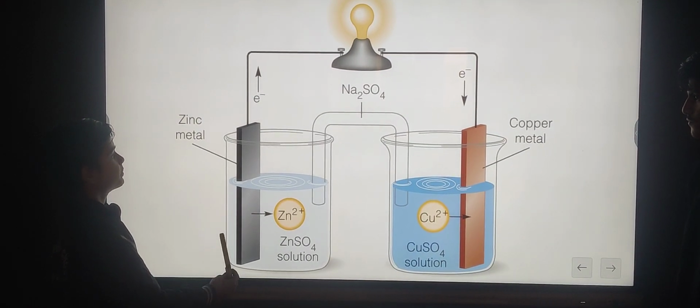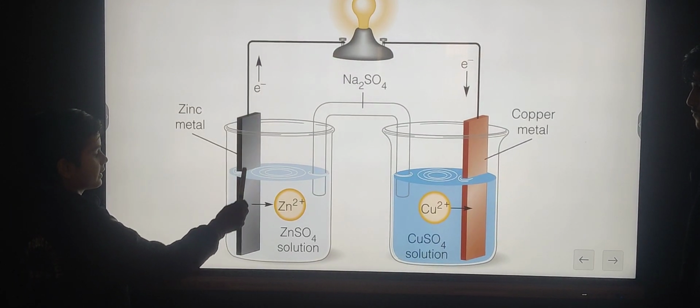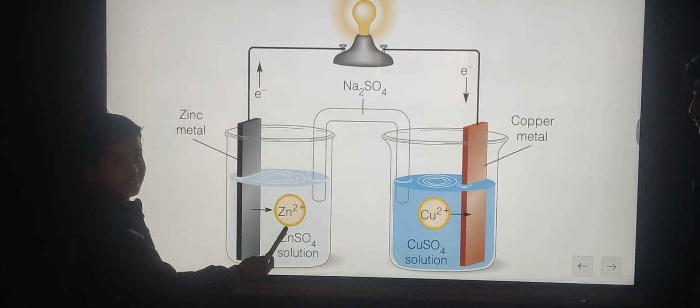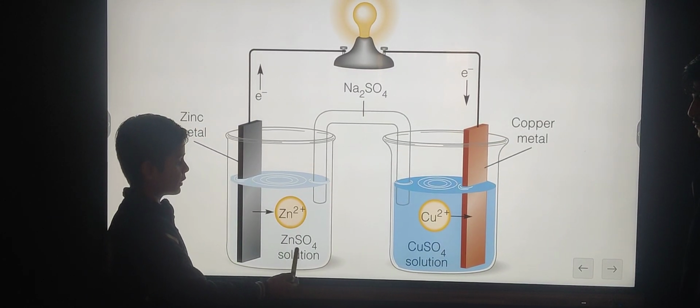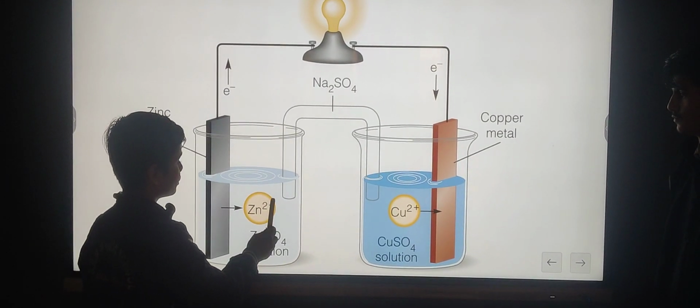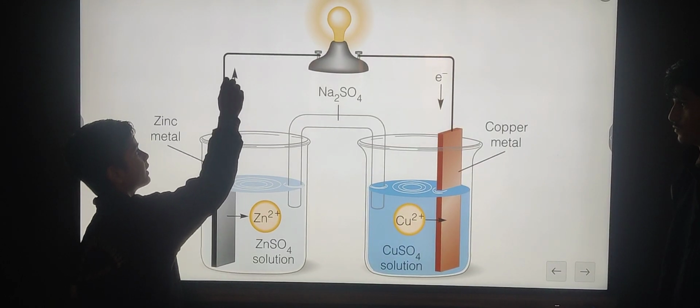This is the diagram. This is the working of a cell. This is a zinc rod. This is a copper rod, which is dipped in copper sulfate solution, and the zinc rod is dipped in zinc sulfate solution. The zinc loses its ions and makes Zn2+, and the electrons go through the wire to the other side.